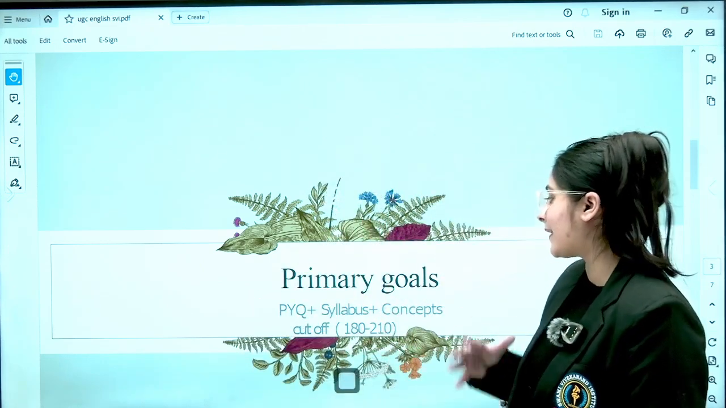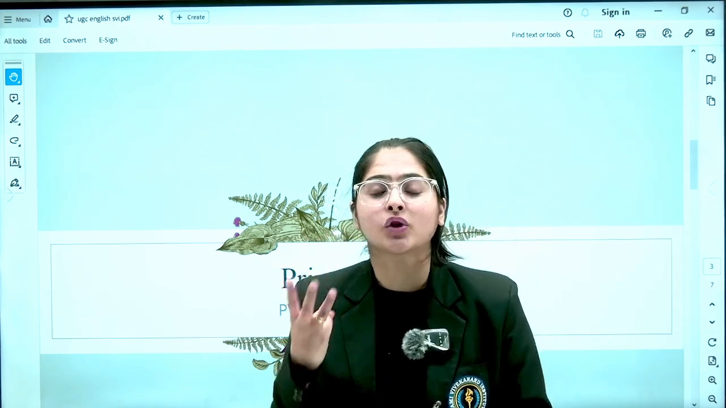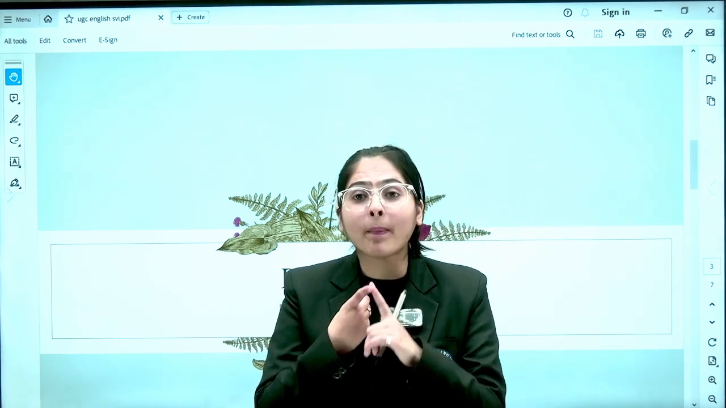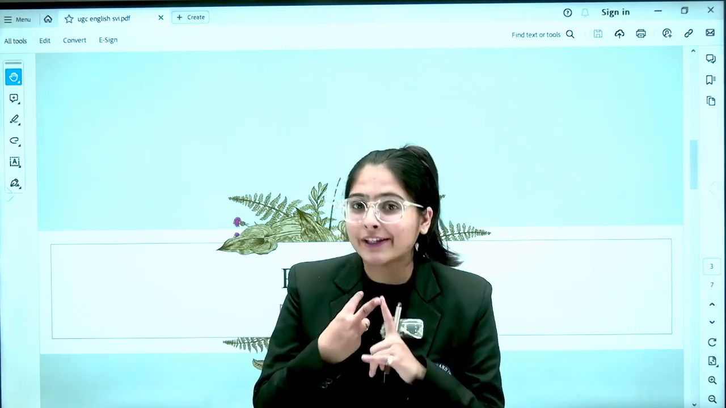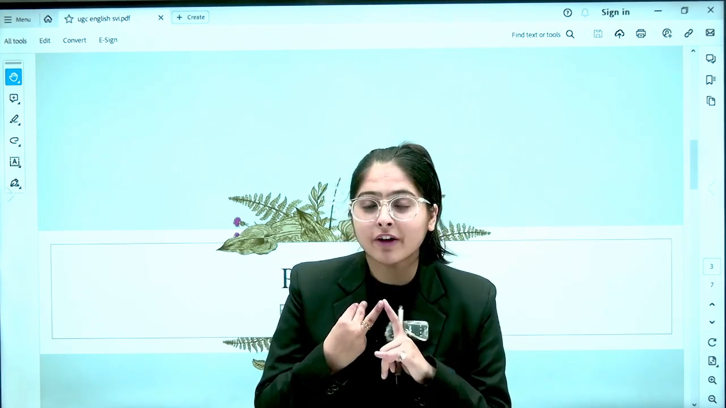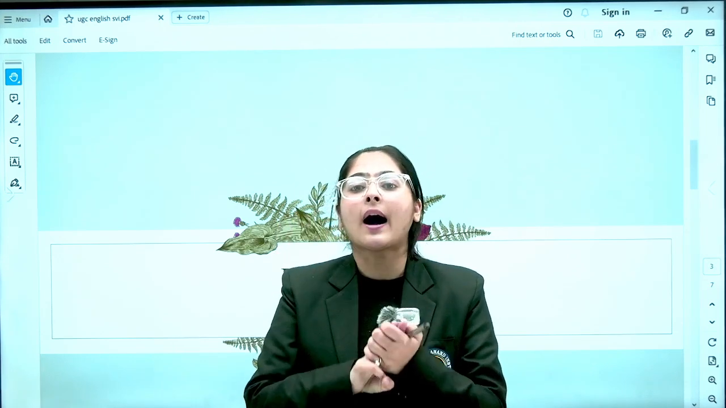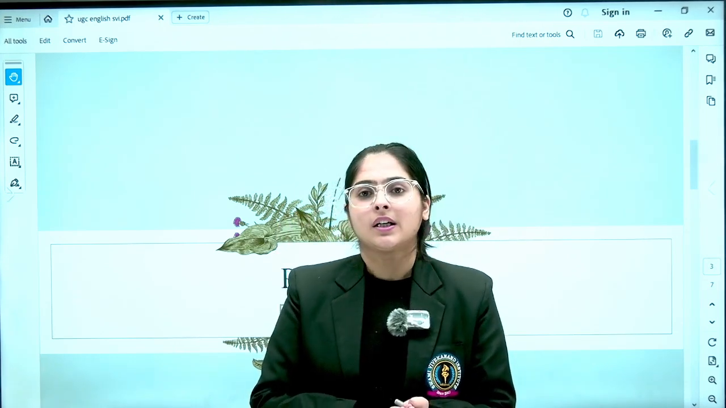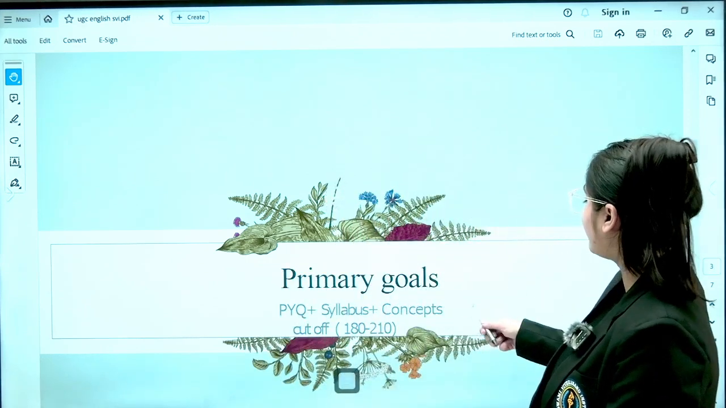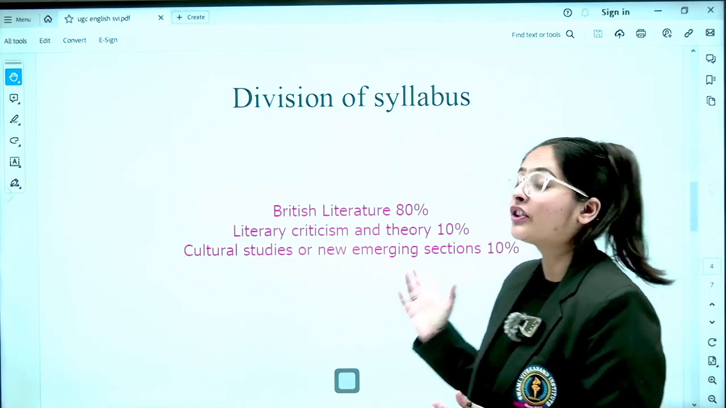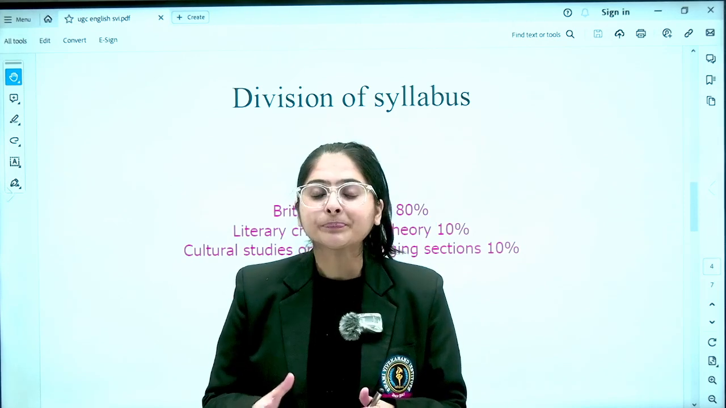So here it is written that the PYQ, the syllabus, and the conceptual knowledge, all these three things. The proper completion of the syllabus, then your PYQs, which will test your knowledge, and your concept, which will test your understanding level. When all these three things come together, of course, none can stop you from achieving your aim. Okay, now let's move forward and understand the division of the syllabus, and also how we are going to cover the syllabus in our coaching.